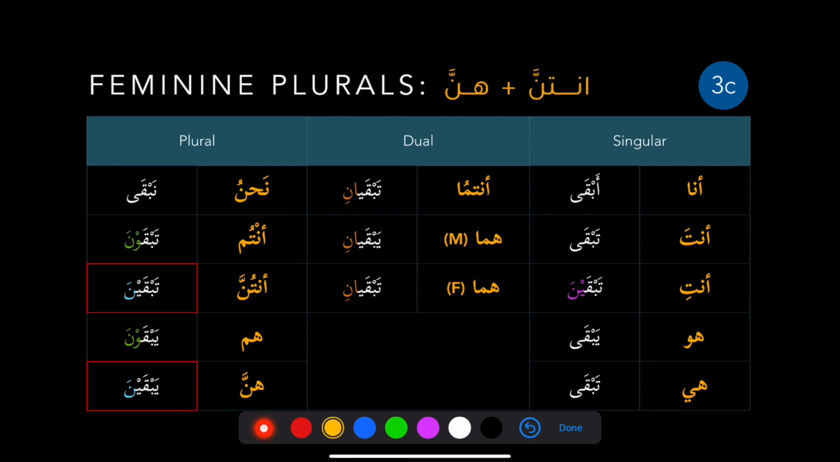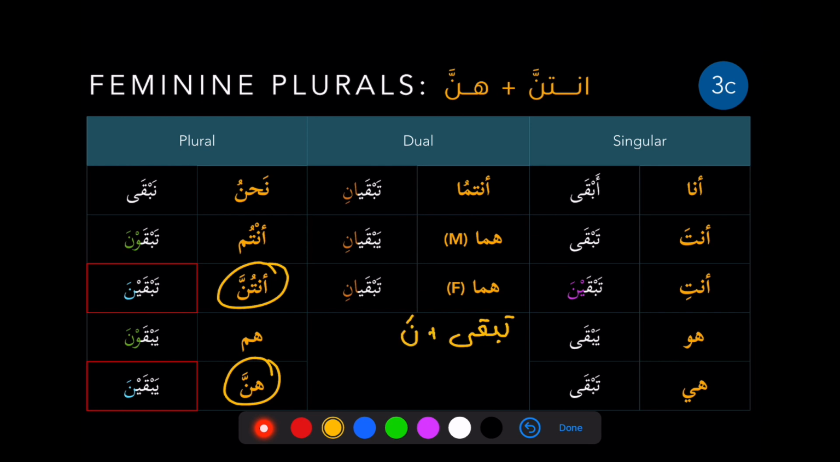Lastly, let's check the conjugations for the feminine plurals, antunna and hunna. These remain regular. We simply add the noon suffix to tabqa and yabqa respectively, but when we connect the alif maksura to the suffix, which is a consonant, the alif maksura becomes a ya, which is why we end up with antunna tabqayna and hunna yabqayna.